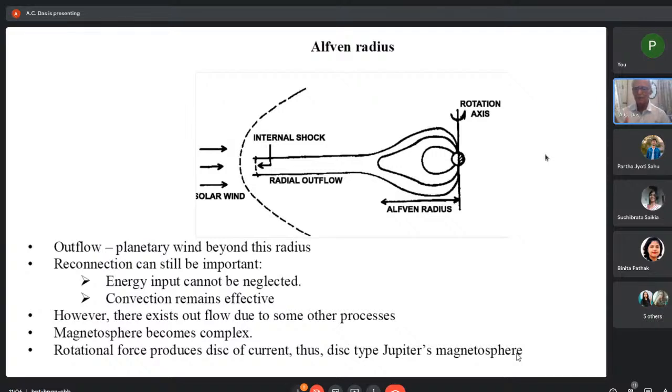Apart from this very general description, that you have a rotation, and because of the rotation there is rotational energy, and when the rotational energy is large compared to the energy associated with the magnetic field, then there is a planetary wind. But this is the more general case. In addition to that, there are several processes happening inside the magnetosphere of Jupiter which allow the plasma to flow out from the magnetosphere of Jupiter.